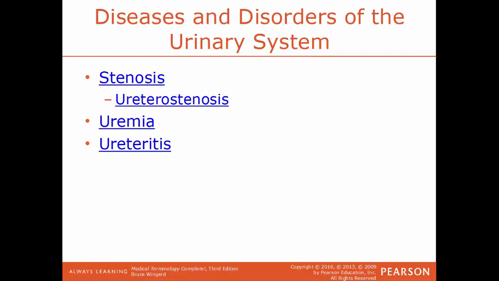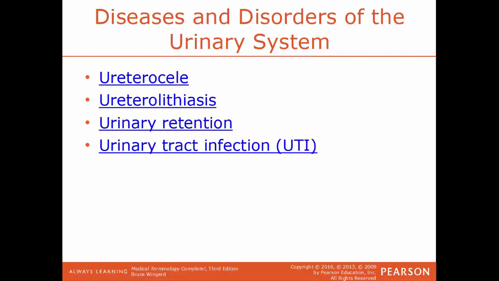Uremia is having an elevated level of urea within the blood. Ureteritis is an inflammation of the ureter. Ureterocele, this is a congenital defect where the ureter actually will swell up and balloon right where it meets the bladder. So it will form a sac-like pouch, something that is more common in females than it is in males. Ureterolithiasis is a condition of having stones within the ureter.